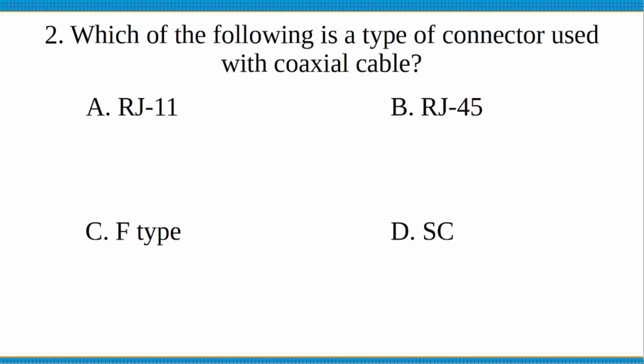Question number 2. Which of the following is a type of connector used with coaxial cable? A. RJ11. B. RJ45. C. F-type. D. SC. The answer is C. F-type. So coaxial cable can use BNC connectors and F-type connectors. RJ11 and RJ45 are twisted pair connectors. SC is a fiber optic connector.